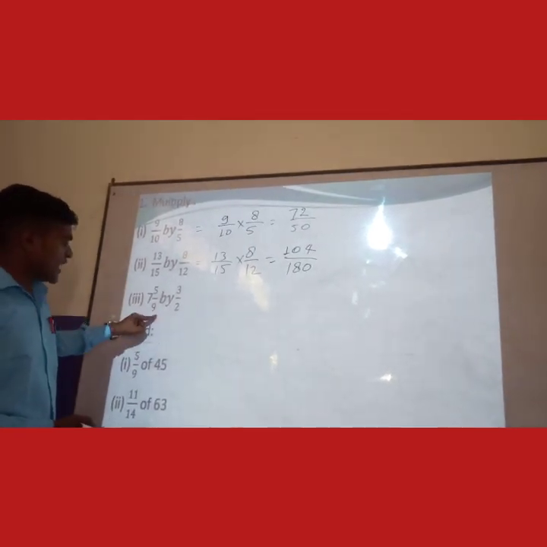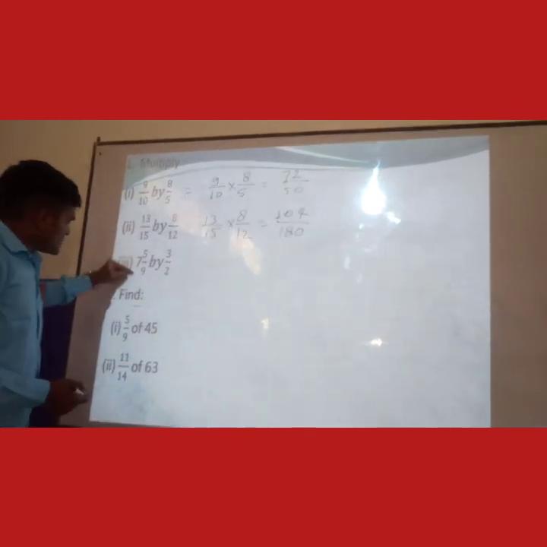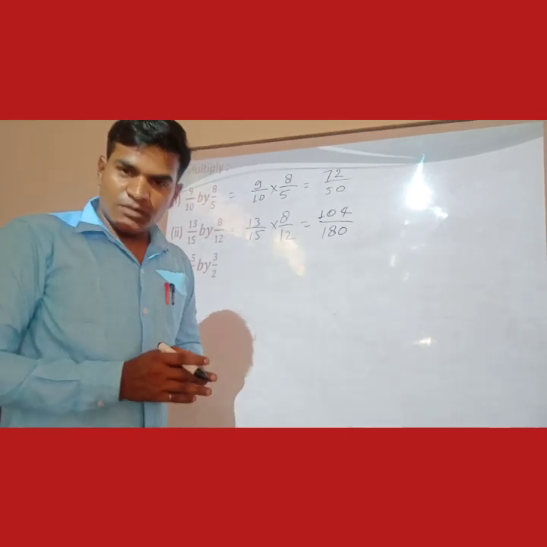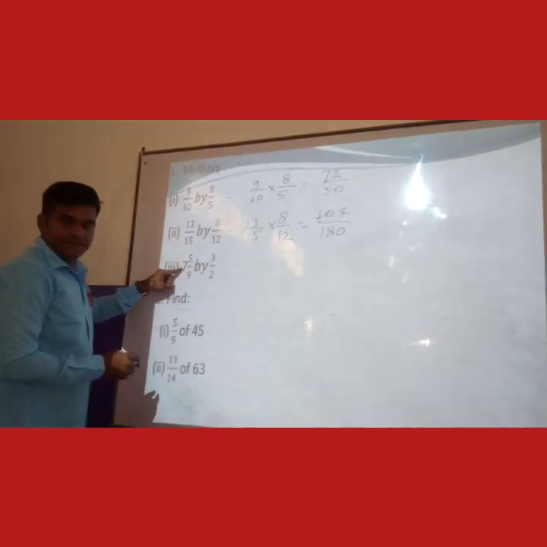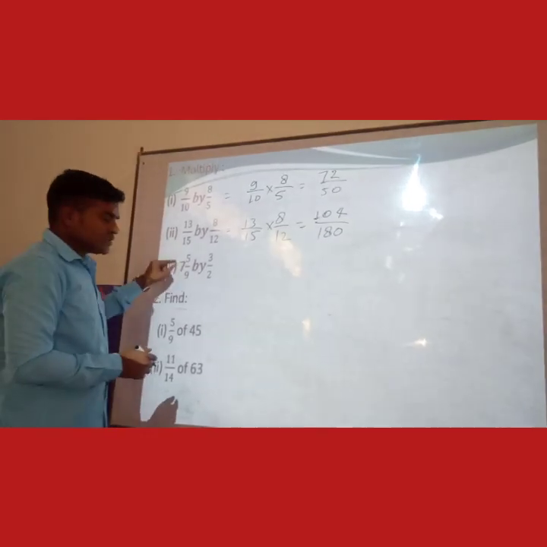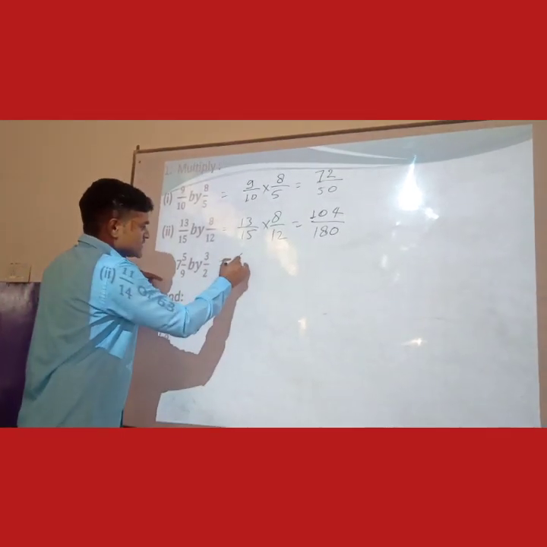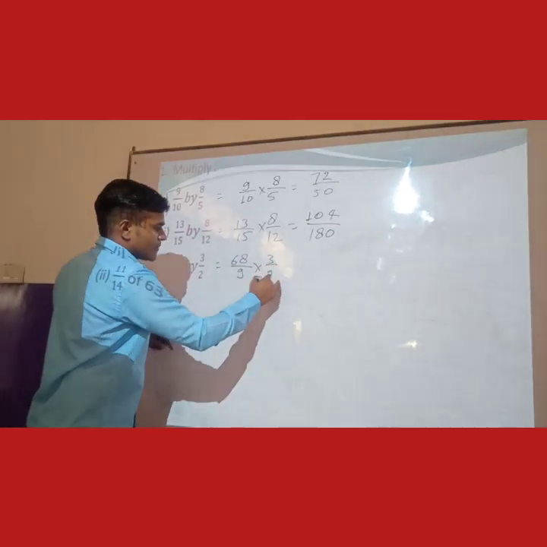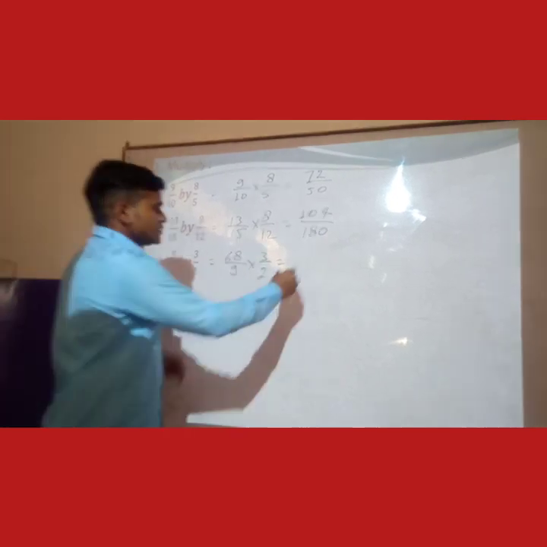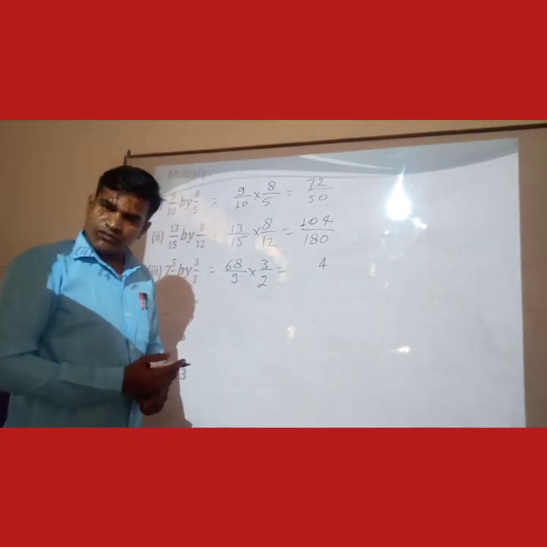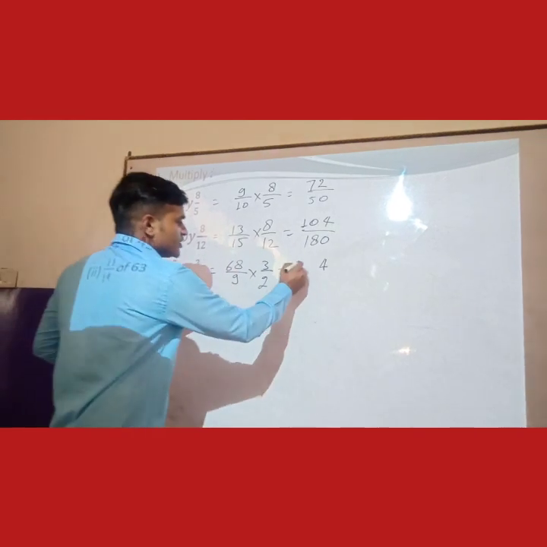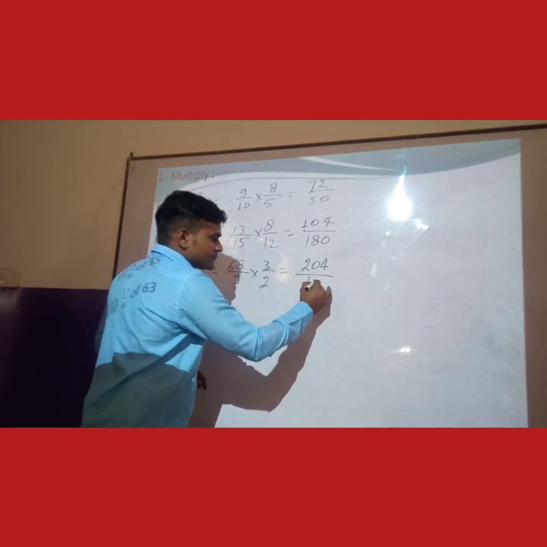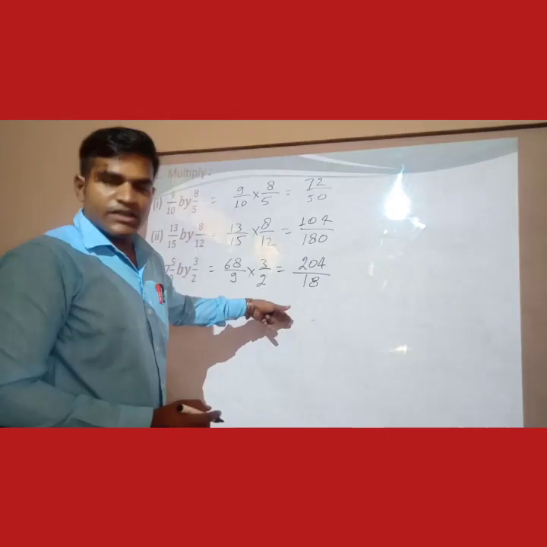Now next is given 7 complete 5 upon 9 by 3 upon 2. This is a mixed fraction. First we have to convert this mixed fraction into an improper fraction. So 9 times 7 is 63, plus 5 is 68 upon 9, into 3 upon 2. Multiply: 3 times 8 is 24, 4 carry 2, and 3 times 6 is 18 plus 2, so 204 upon 18. You can reduce it because these are reducible.